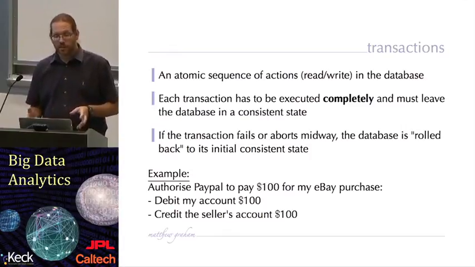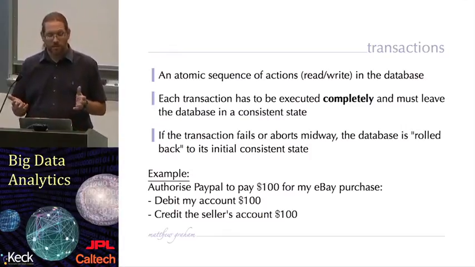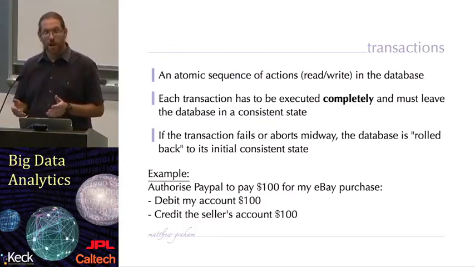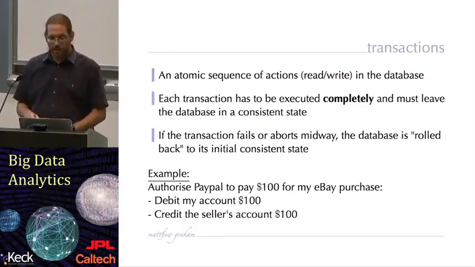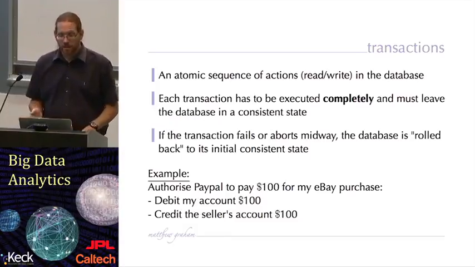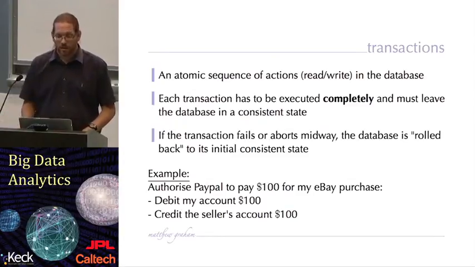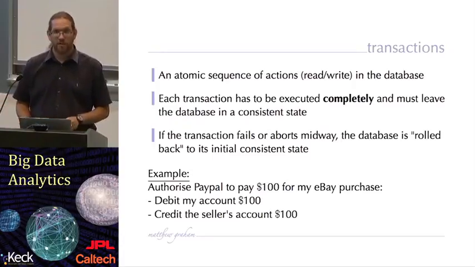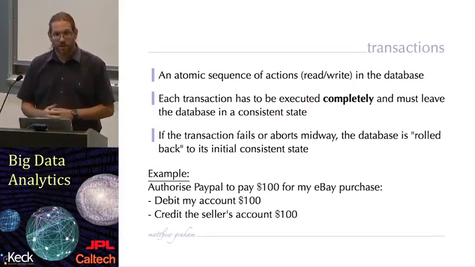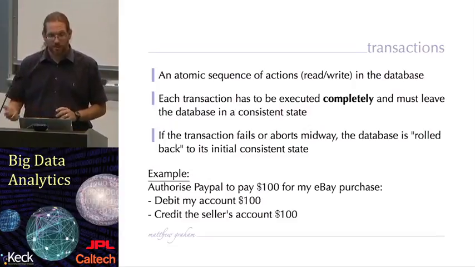An example of a transaction is, for example, let me say I'm going to authorize PayPal to pay $100 for the eBay purchase I just made. In terms of the steps of the transaction, it has to debit my account $100 and it has to credit the seller's account $100. If the transaction fails halfway through, either my account has not been debited and the seller's account may have already been credited, or the reverse may be true: he has the money, I don't have the money, or I don't have the money and he has the money.